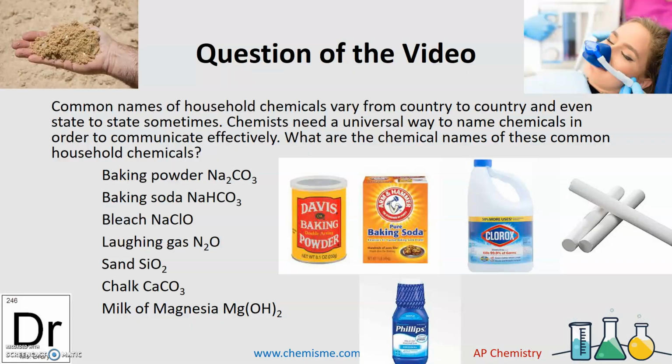The question of the video is: common names of household chemicals vary from country to country and even from state to state sometimes. Chemists need a universal way to name chemicals in order to communicate effectively about what they need to order from what country. What are the chemical names of these common household chemicals? So we have baking powder versus soda, bleach, laughing gas, sand, chalk, and milk of magnesia, and these are just a few of the ones I thought of off the top of my head.